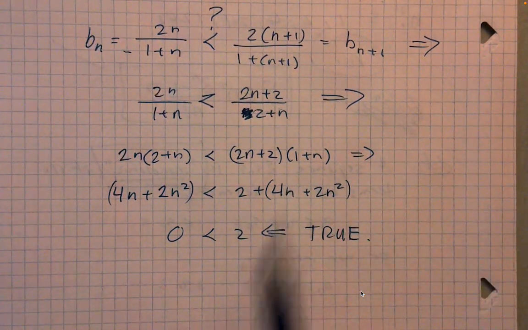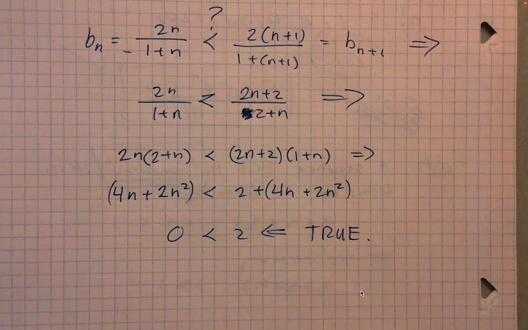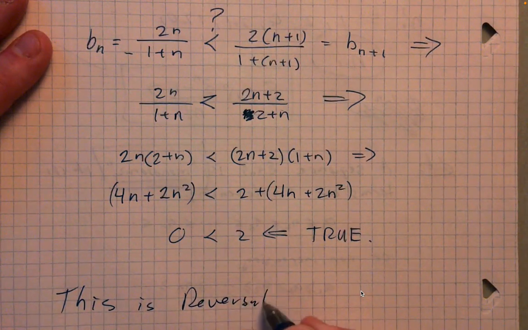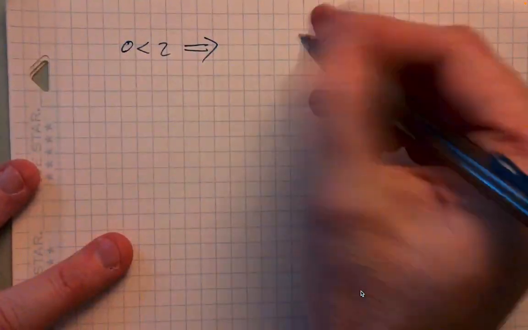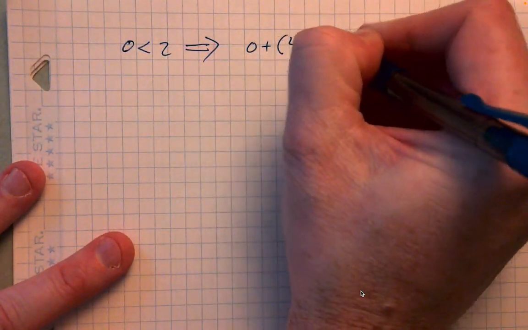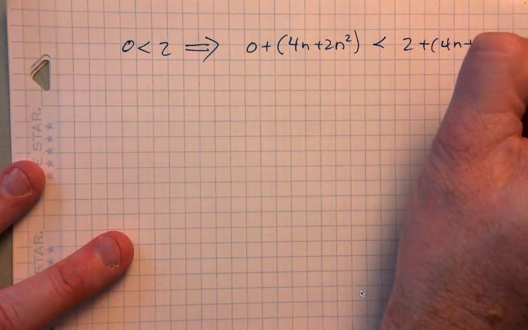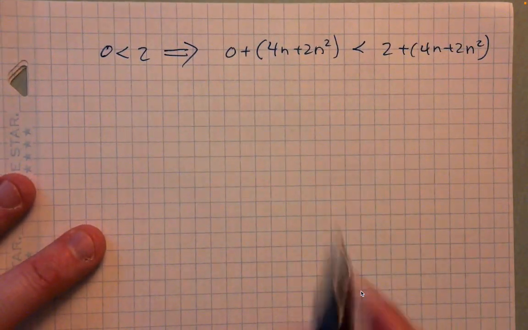But what does that tell us? We started with the assumption that it's less than. Is this all reversible? Yes, this is reversible. That's the key. So this is a reversible method. Let's start with the fact that 0 is less than 2, and we'll derive the reverse. If 0 is less than 2, then it's certainly true that 0 plus 4n plus 2n squared is less than 2 plus 4n plus 2n squared, and that's true, obviously, for all n.